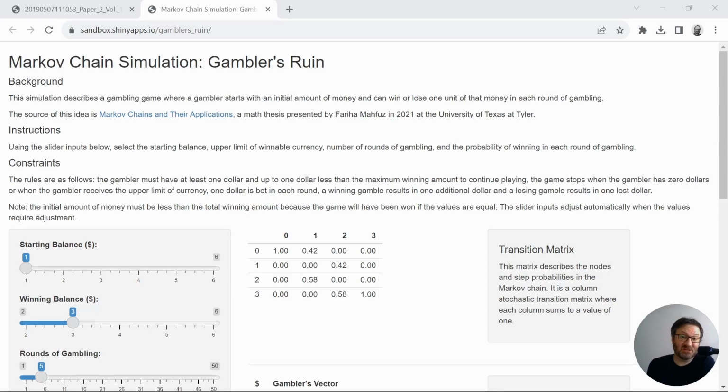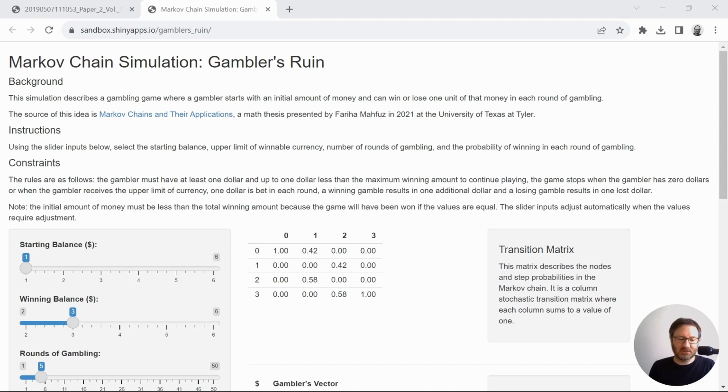Okay, so the simulation that I created, I'm just calling it Markov Chain Simulation, Gambler's Ruin. It's based on a math thesis by Fariha Mahfouz, and it was written in 2021 for a thesis at the University of Texas at Tyler.